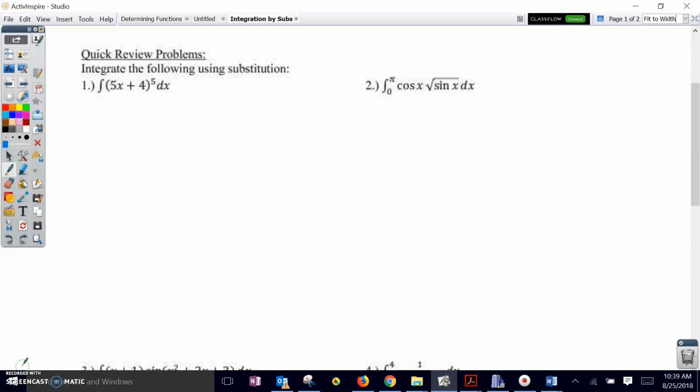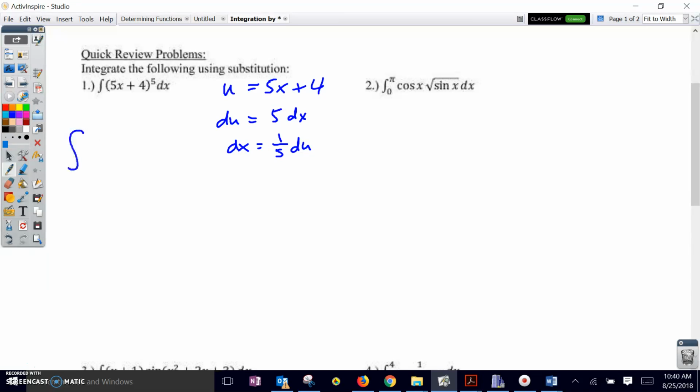Although that's not always the case, that seems to be the case, I'd say in my experience, 90 to 95% of the time. So those are the problems we're going to focus on here. Our first problem, the best substitution appears to be u equals 5x plus 4, in which case du is equal to 5 dx, and dx is equal to 1/5 du.